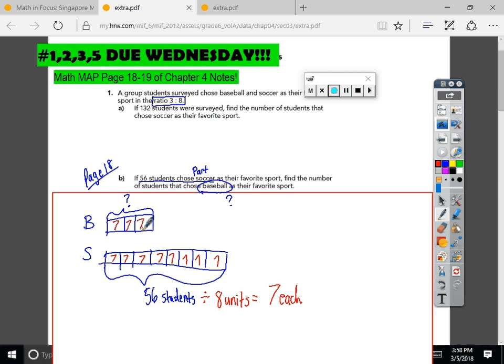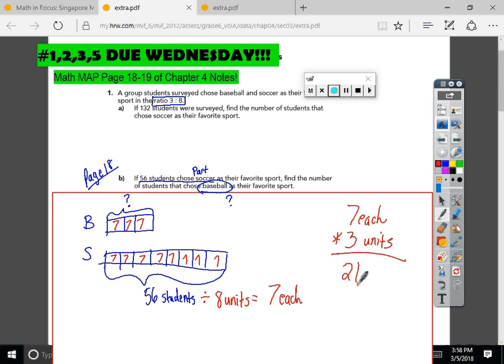So following that idea, after we divide, we get to multiply usually. And in this case, I'll do exactly the same. I'm trying to figure out the baseball students. So here they are, 3 boxes or units of them, and 7 in each unit. That really means 7 each times 3 groups or units gets me a total of 21.